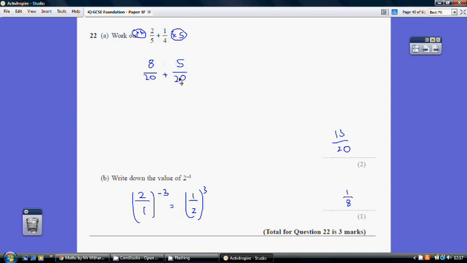So now that I have a common denominator, I can just add the fractions together, and be careful, leave the denominator as 20. 8 plus 5 is 13, so that's 13 over 20.